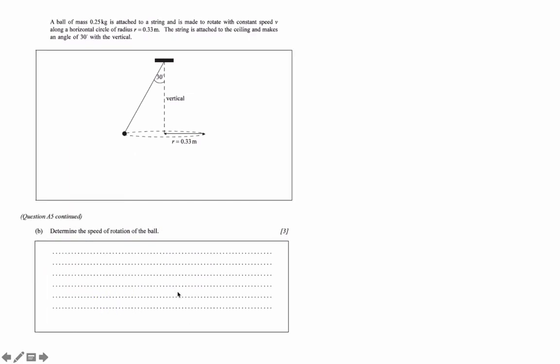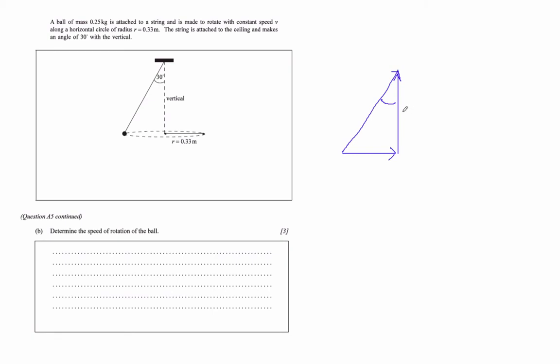Now, on the second part here, they're asking you to actually determine the speed of rotation of the ball. And so basically you've got this force, the tension of it going up there at an angle, and I'm not very good at drawing 30-degree angles, but that's a 30-degree angle, and that's got a component that's horizontal, and a component that's vertical.